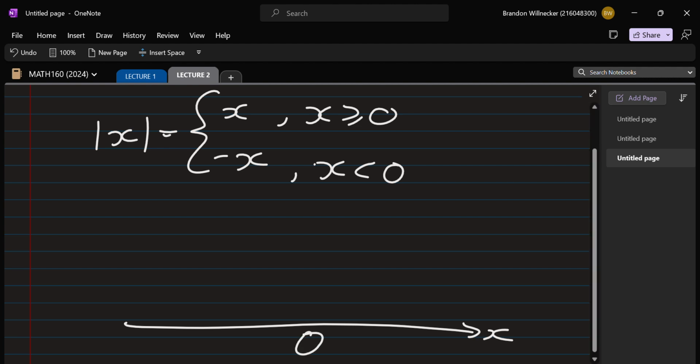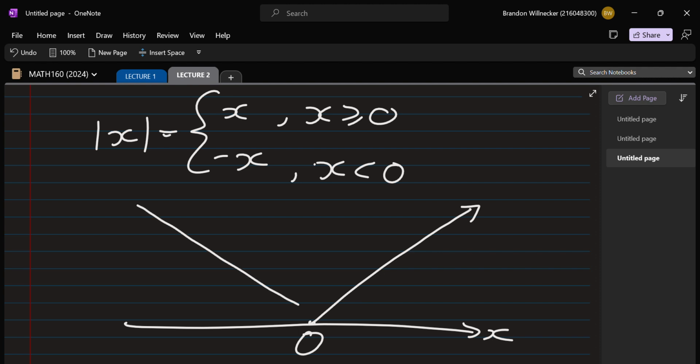First part of the function, x is greater than or equal to 0. We just have x. That's just a 45-degree line. That's very easy to do. It's just going to be like that. And we include 0 because it says we must include 0. No problem there. What about x being less than 0? Now we have minus x. Well, that's also a straight line, but now it's slanted the other way. So it's going to be like this.